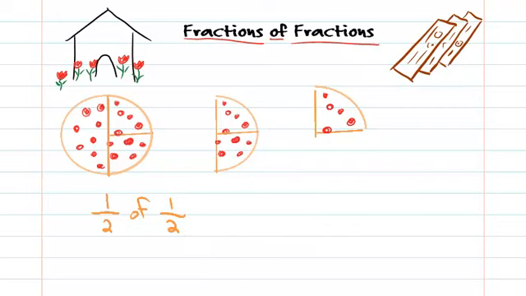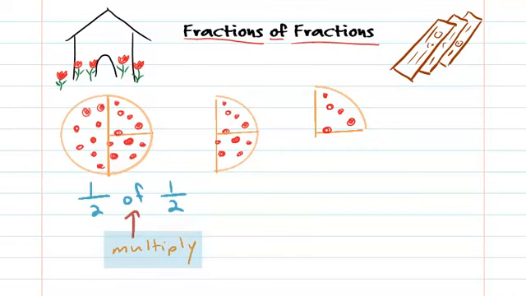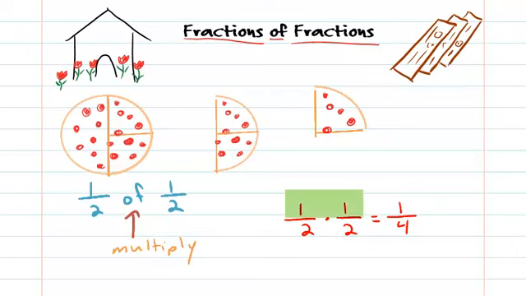But how do we find that numerically? Anytime you have a fraction of a fraction, the "of" means to multiply. So we multiply 1/2 multiplied by 1/2. And since we know that when multiplying fractions, we multiply the numerators by each other and the denominators by each other, we have 1 multiplied by 1 and 2 multiplied by 2. So we get 1 divided by 4, or 1/4 of a pizza.